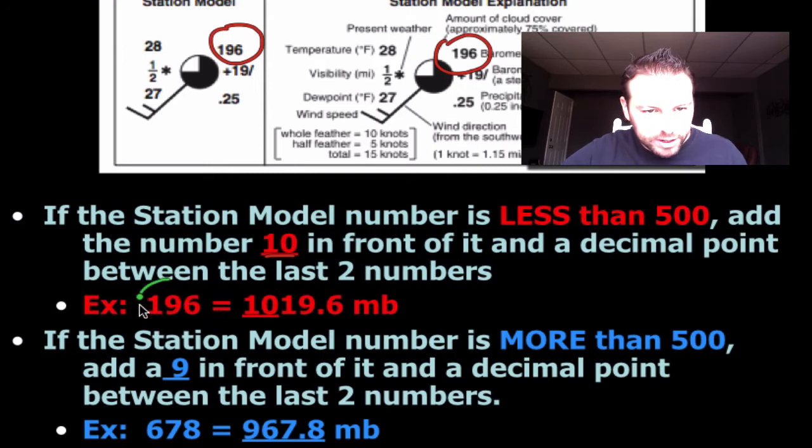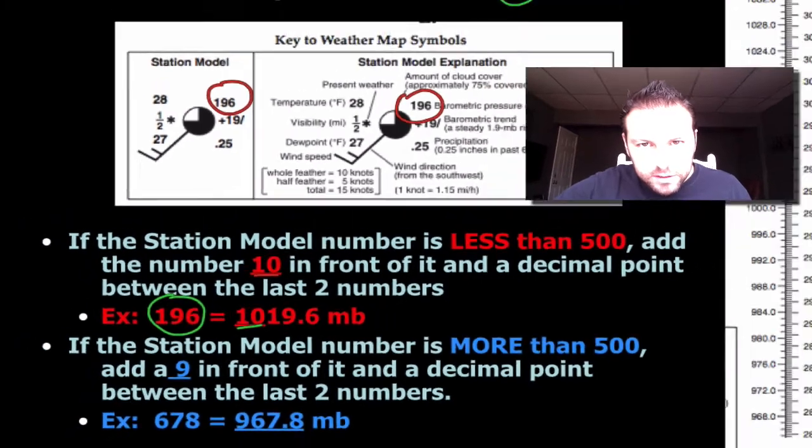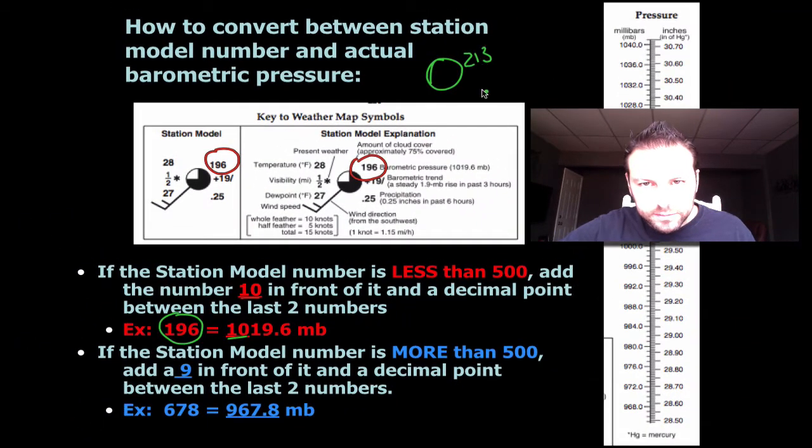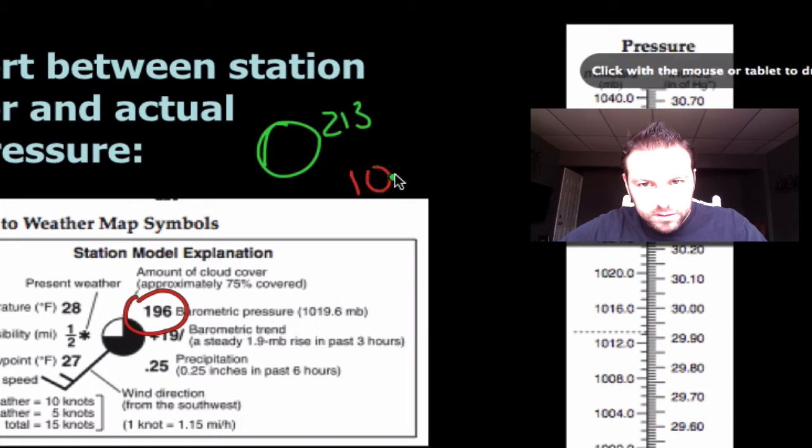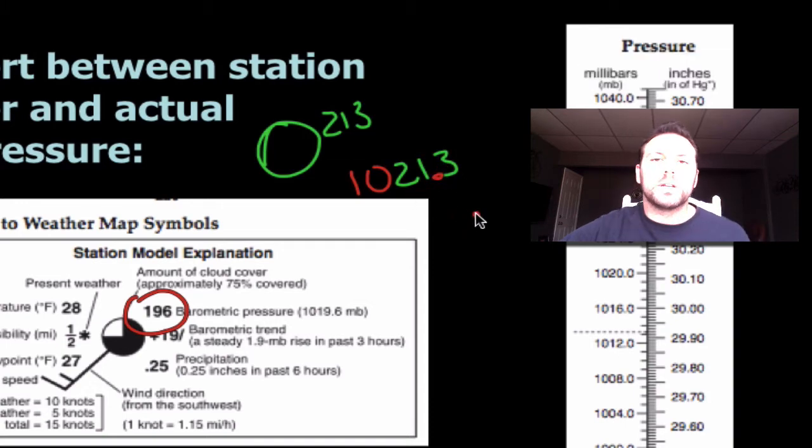So we have 196, just like in the example here. We add the 10 in front: 19.6. Just in case, we have 213. We would add a 10 in front, so we'd have our 2, 1, 3, and then we'd add our decimal point right in between the last two numbers. So that's really 1021.3 millibars. Okay, so that's if the number is below 500.